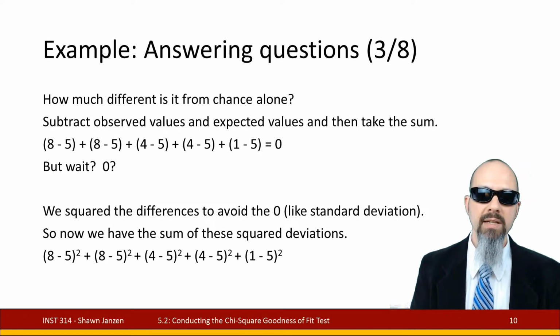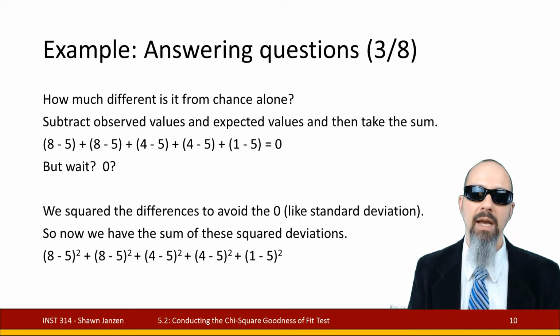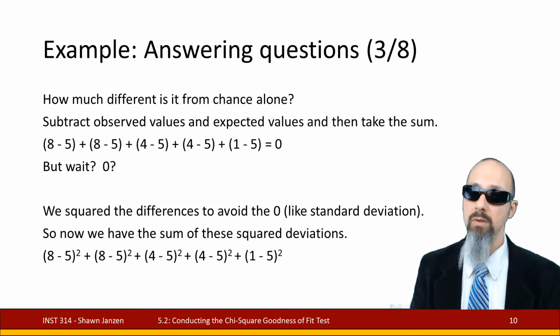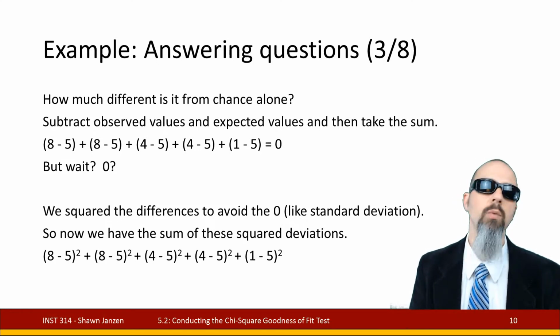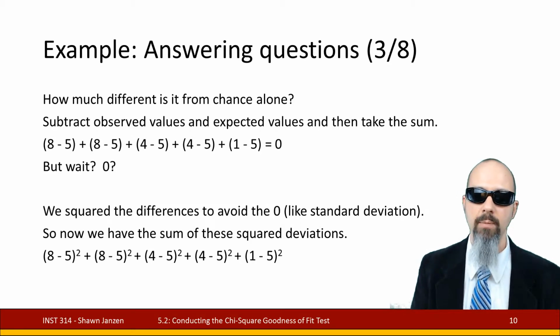So we take the first student, A, was called 8 times minus our expected of 5, square it. Student B was called 8 times minus our expected of 5, square it. C, 4 times minus the expected 5, square it. Student D, 4 times minus the expected 5, square it. And student E was called 1 time minus the expected 5, squared.